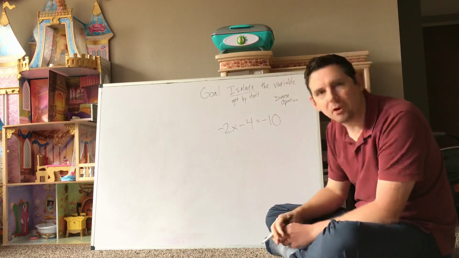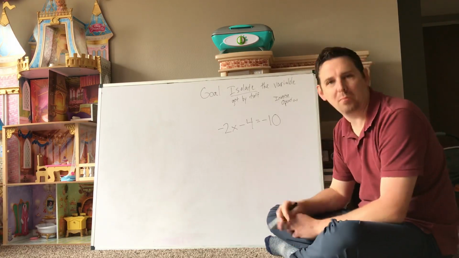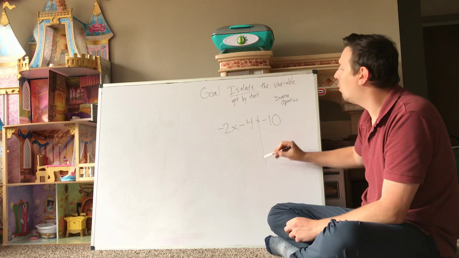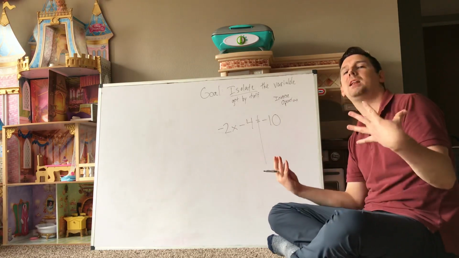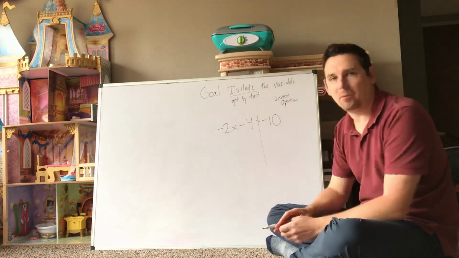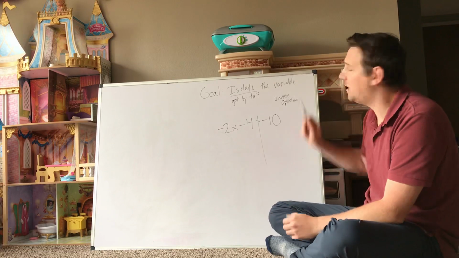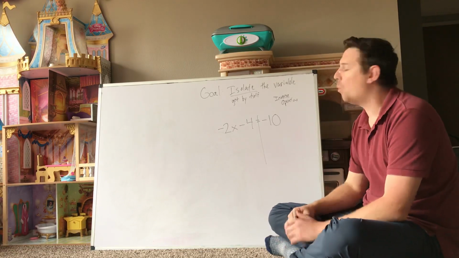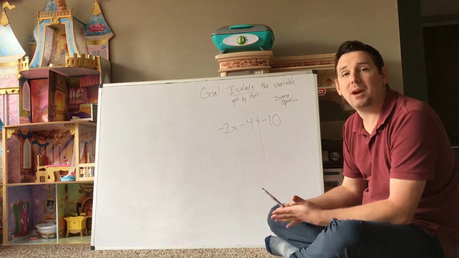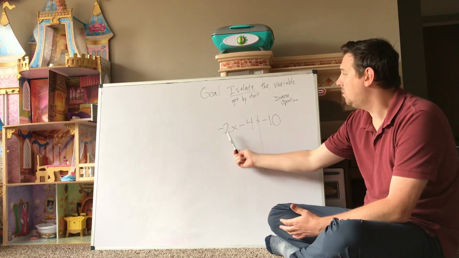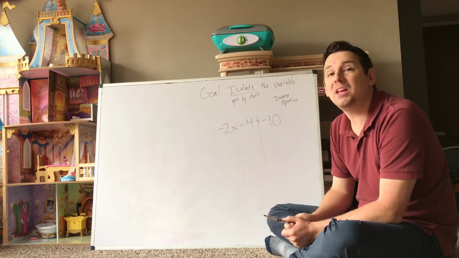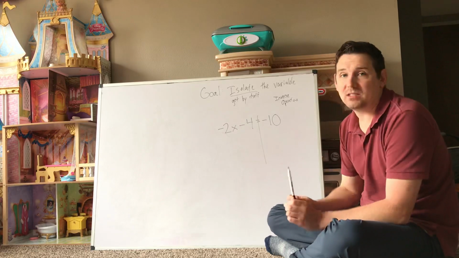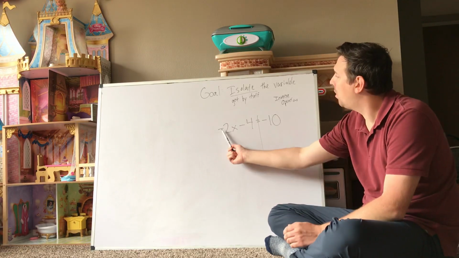Here we go, a little more complicated. We got negatives all over the place. Okay, again, the goal of the problem, no matter how complicated it is, is to isolate the variable. Get the variable by itself by doing inverse operations. So what is in the way of the x being by itself? The negative 2 and the minus 4. We need to get rid of add or subtract stuff first. Now some of you would say, well, that's a subtract.